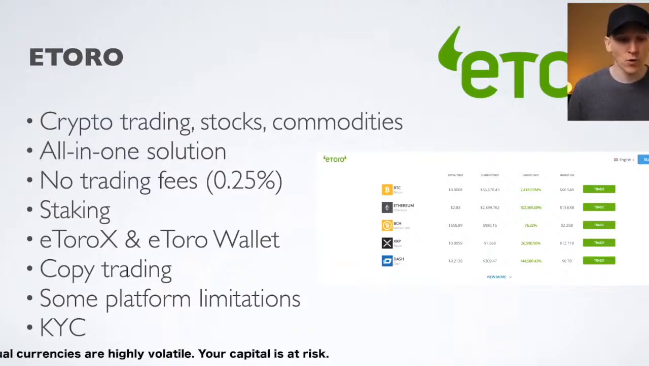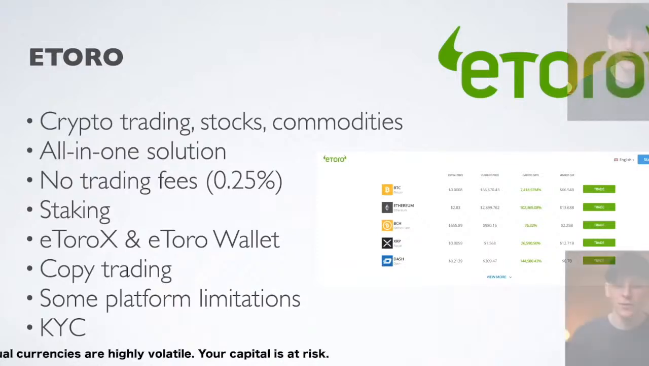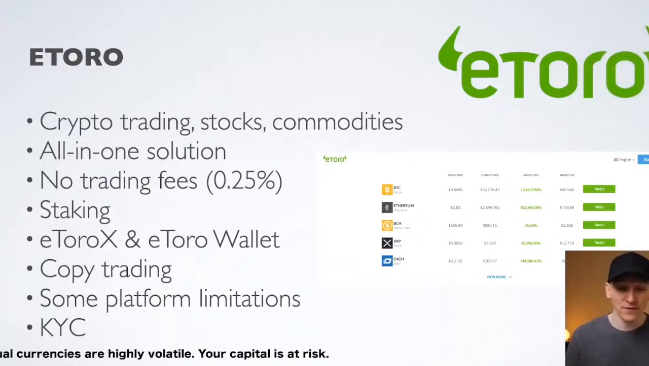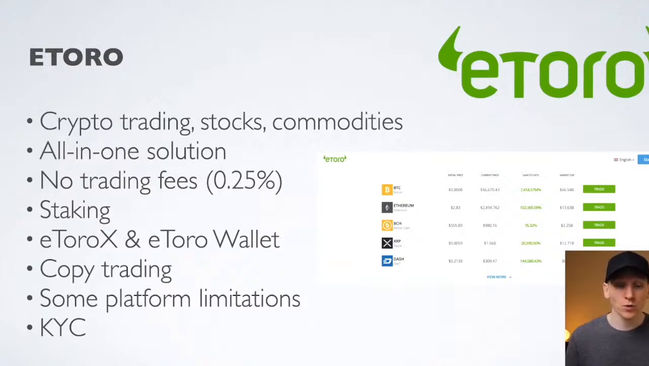I've used eToro before. Now, eToro offers many different things, not just crypto trading. You can trade stocks, you can trade CFDs, you can trade commodities, and they have something that eToro calls copy trading, which is where you can essentially invest in someone else and you can copy their trades. That might be something that you want. It is definitely the best all-in-one solution in my opinion.